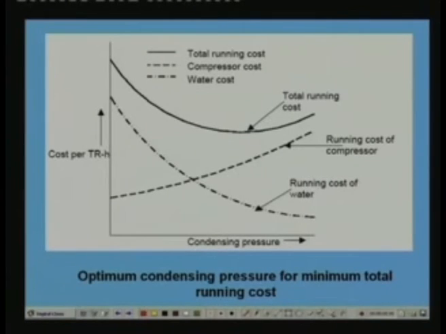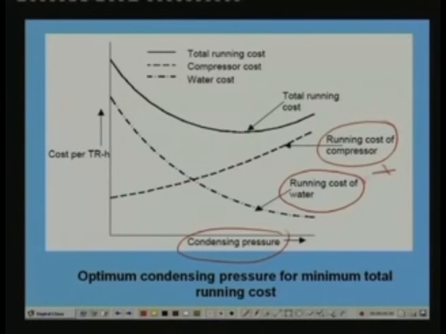For example, I have plotted the cost versus condensing pressure. You find that as the condensing pressure increases, running cost of compressor increases. At the same time, running cost of the water reduces. Since the total cost, which is nothing but running cost of compressor plus running cost of the water, may show a minimum at a particular condenser pressure, this condenser pressure becomes the optimum condenser pressure for this particular plant.